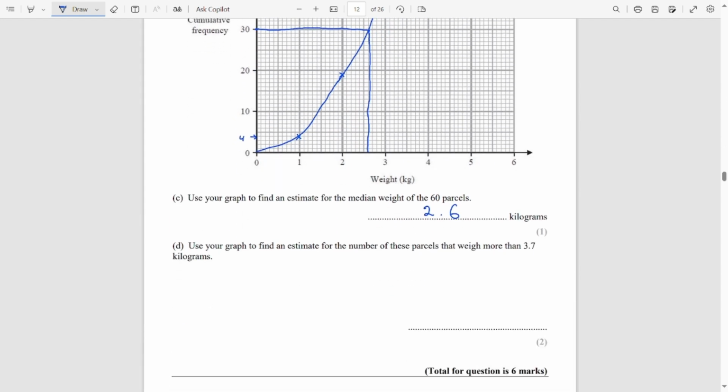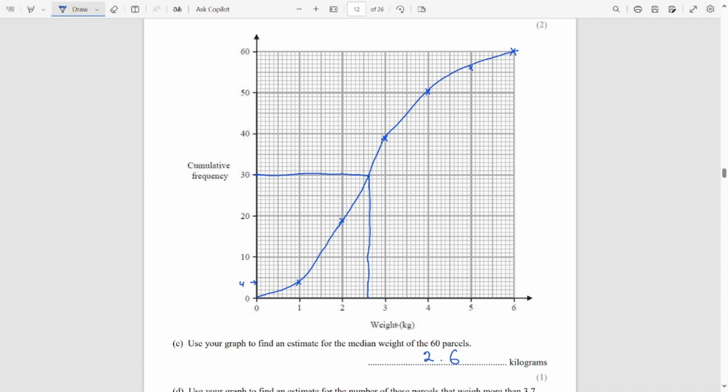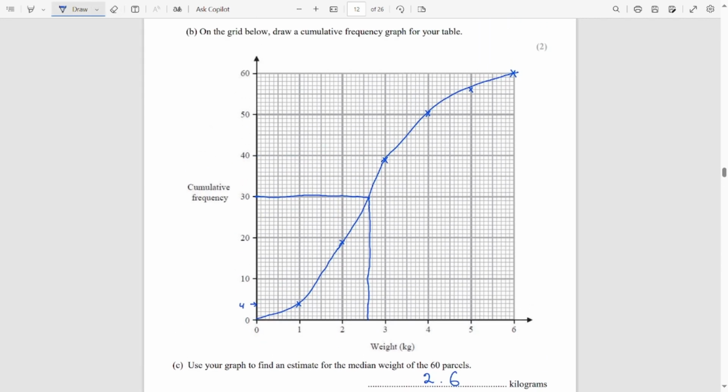Use your graph to find an estimate for the number of these parcels that weigh more than 3.7 kilograms. So kilograms now is down here, so I'm looking on this other axis, and I want to find 3.7. 3.7, let me check, yes, 3.7. And so I'm going to draw a line up here. That is where 3.7 is. And again, not having a ruler is making my line look very wonky. We should go up to there. And then along to here. And I'm making that to be 57.